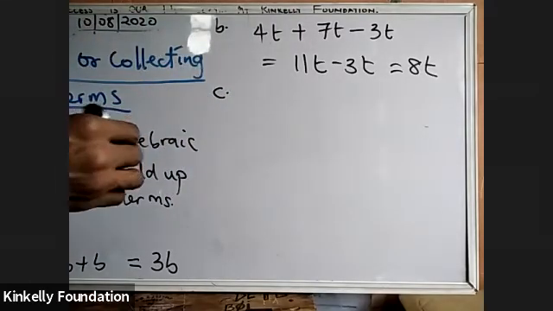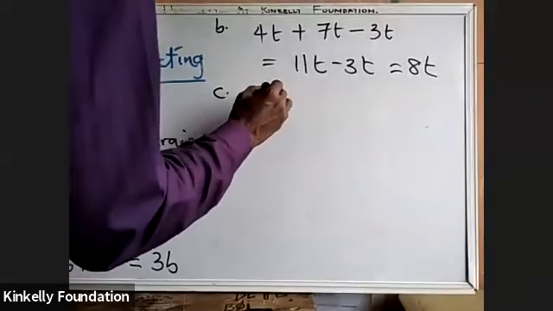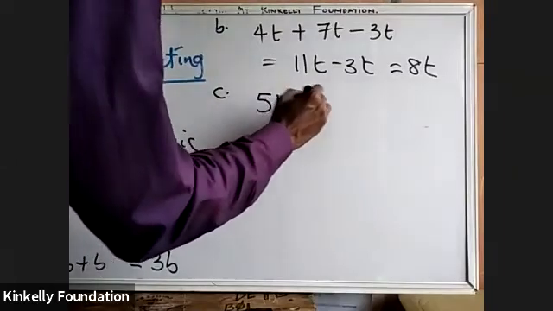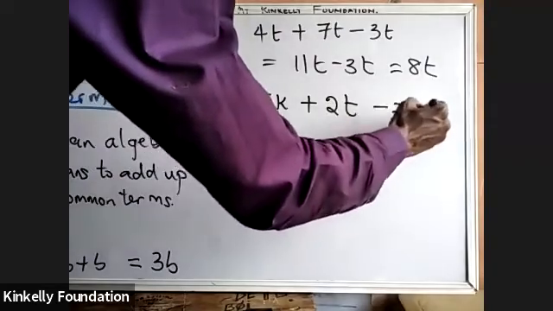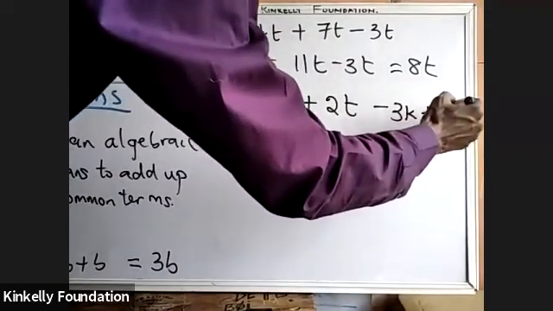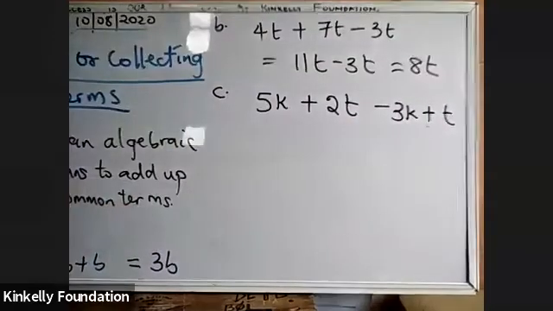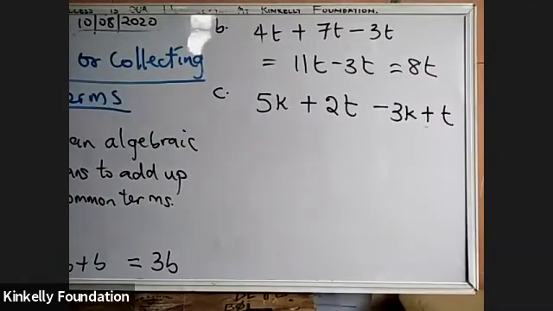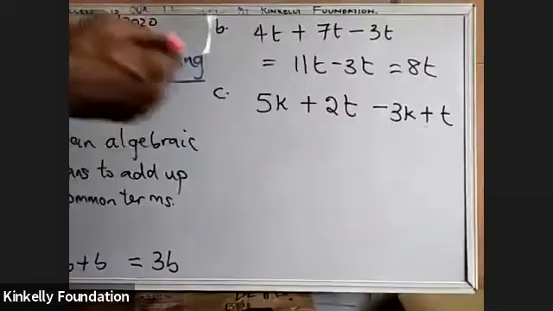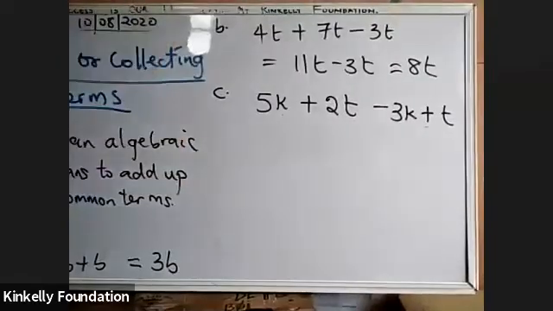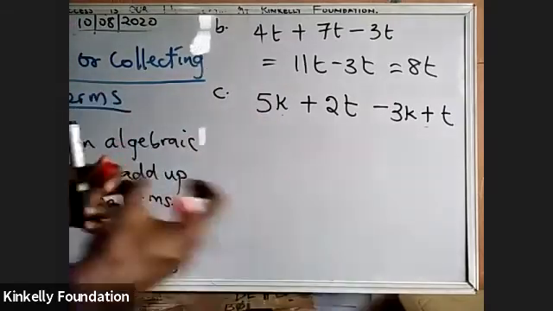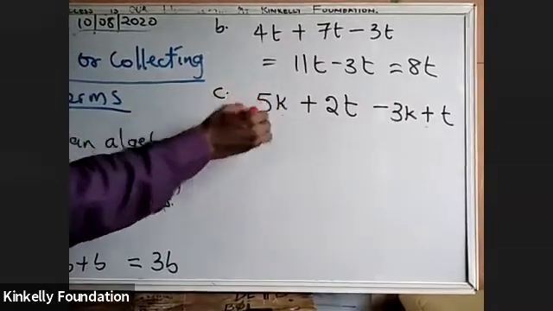Now, we also have another one. If you have something like 5k plus 2t minus 3k plus t. Now look at this now. We have 2 different terms. We have terms in k and terms in t. Now, they are not the same. What you do is you collect the like terms together.